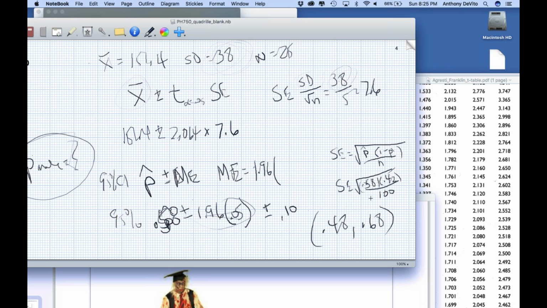To be honest with you, we're not 95% sure that it's not 50%. It could be 50-50, based on the sample and the sample size that we took, which equals 100. So in this case, we're 95% certain that the true proportion of male zombies is between 0.48 and 0.68. Questions so far?